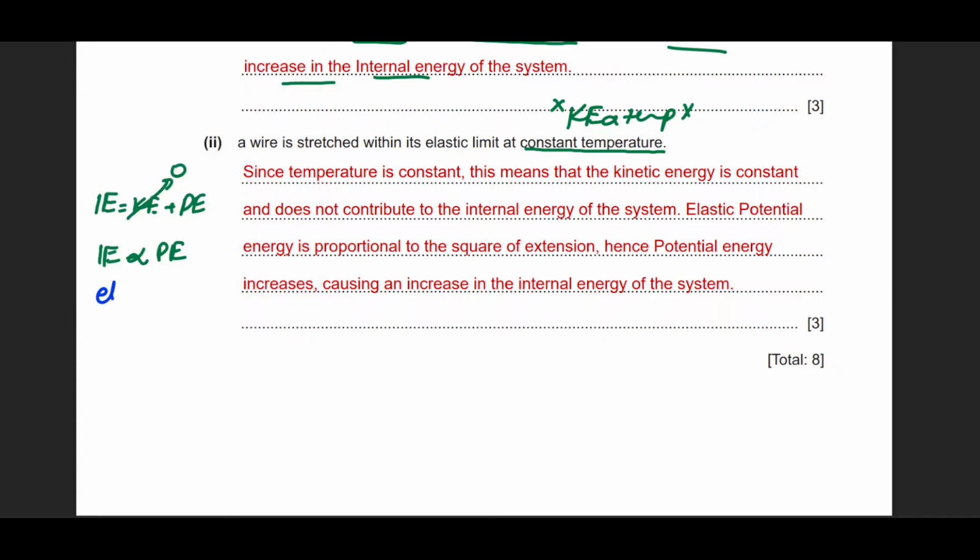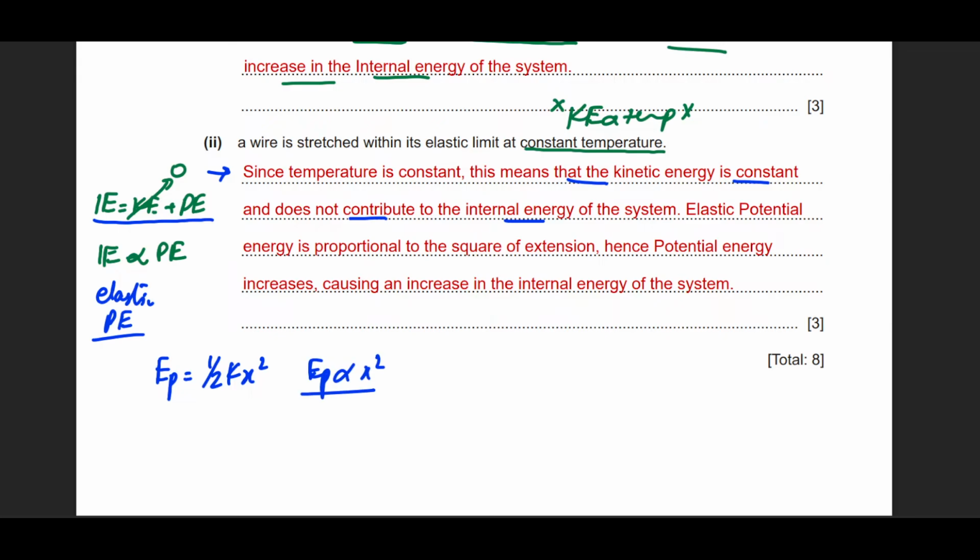So since this is a thin wire or a spring or a rubber band being stretched, the potential energy is primarily elastic potential energy because of the rearrangement of the molecules as they slide over each other when you stretch them. So again, stating that this temperature is constant, this means the kinetic energy is constant and does not contribute to the internal energy, which is what we stated over here, that it is going to be eliminated from the equation. The elastic potential energy is proportional to the square of extension. We know this because in A levels we've done this formula, that half kx squared is a formula for elastic potential energy, and elastic potential energy is proportional to x squared. So we have to state this information as well.